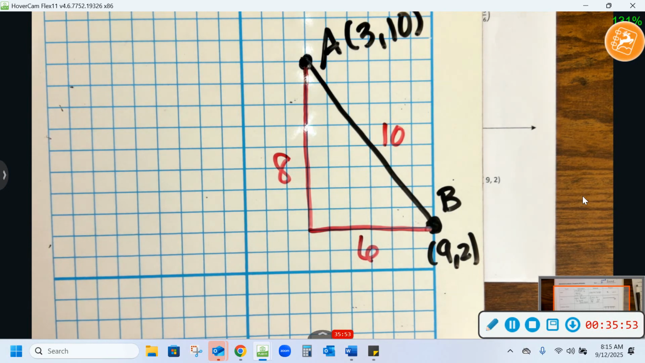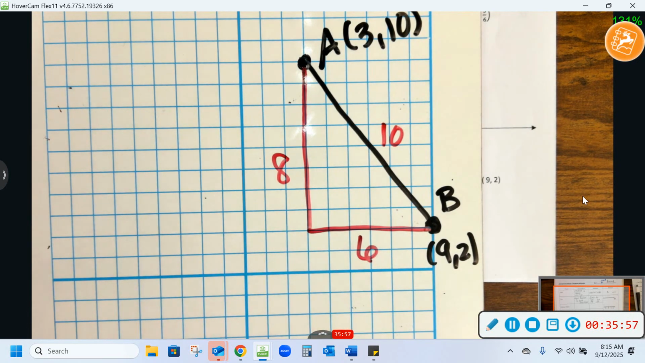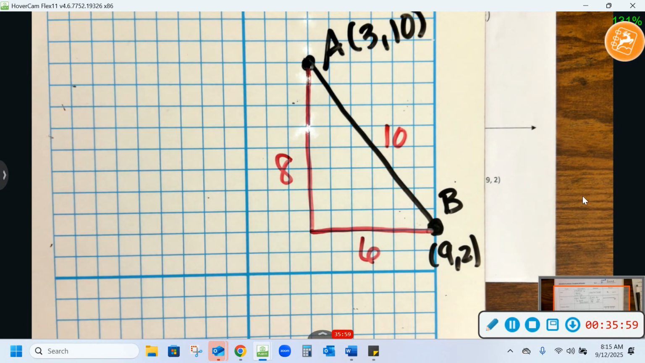3, 4, 5 is another one. So the minute that I drew this and I saw 6, 8, I just know my Pythagorean triples. I knew it was 10. I didn't even have to do the math. You don't have to have those memorized now, but anytime we get whole numbers, it's a Pythagorean triple. Okay? So I saw 6, 8, and thank God it wasn't 7. Saw 6, 8, and then it was 10.